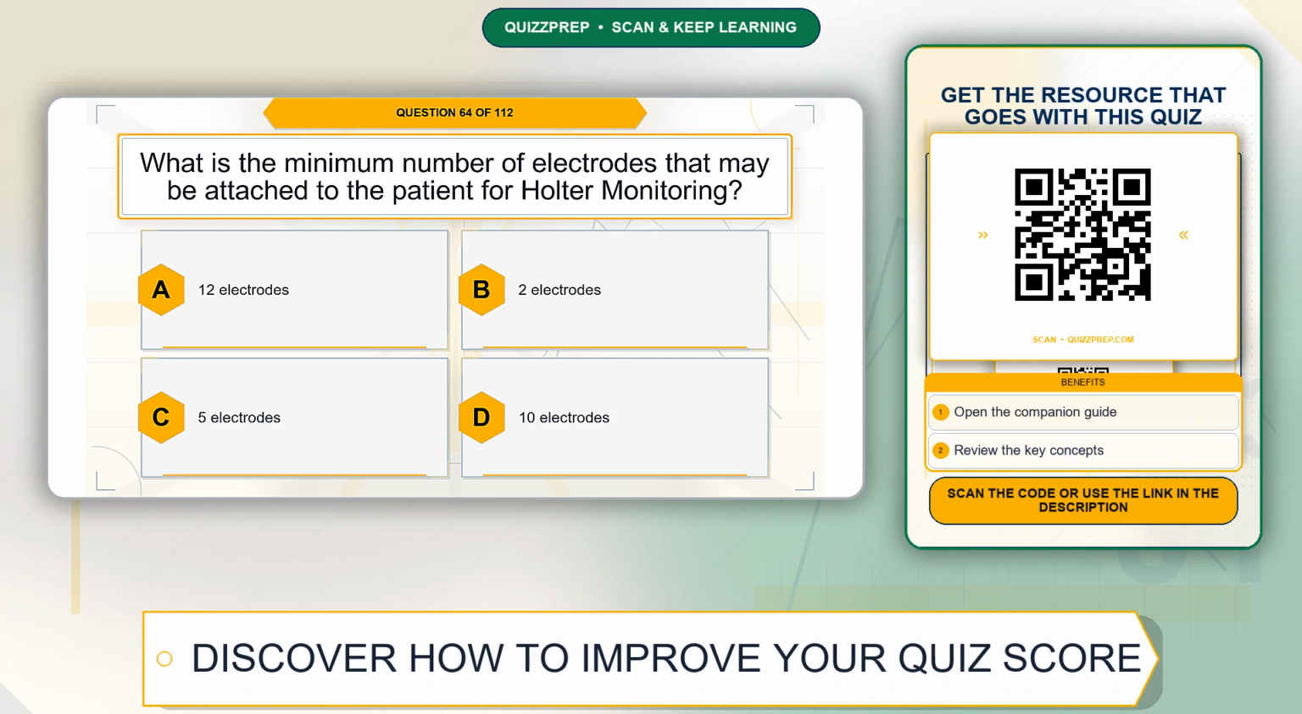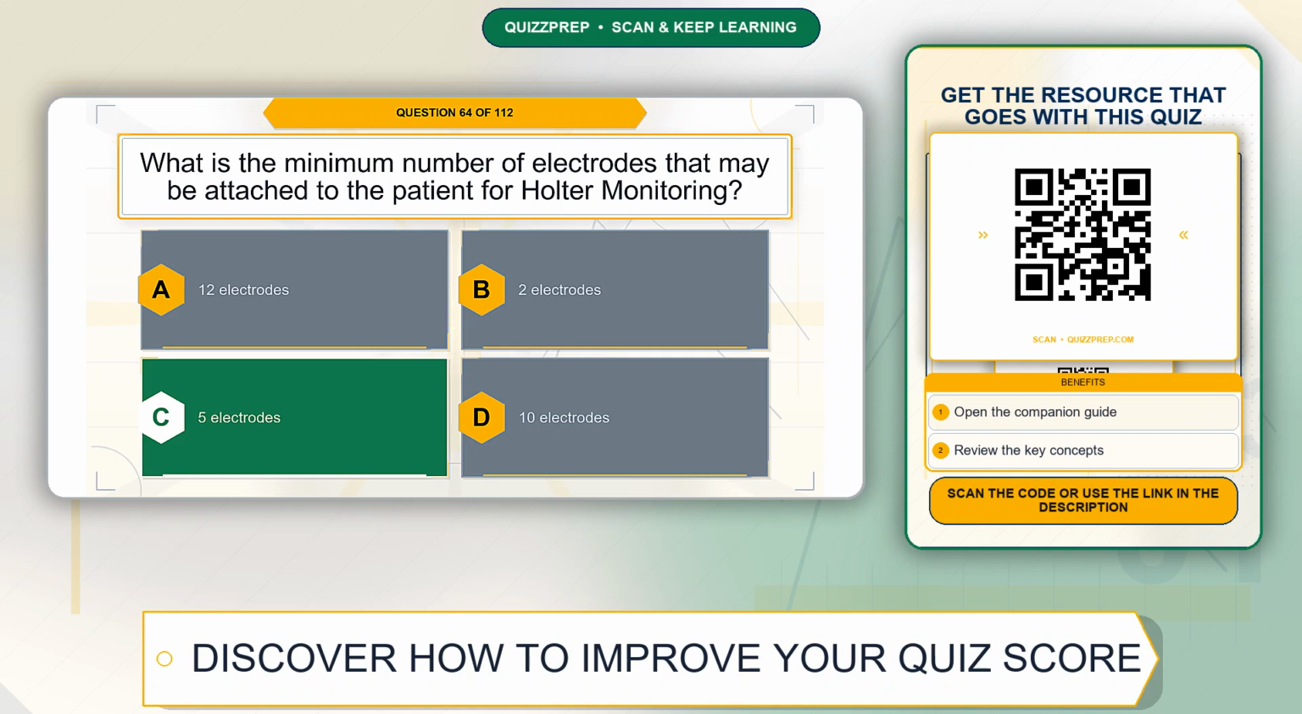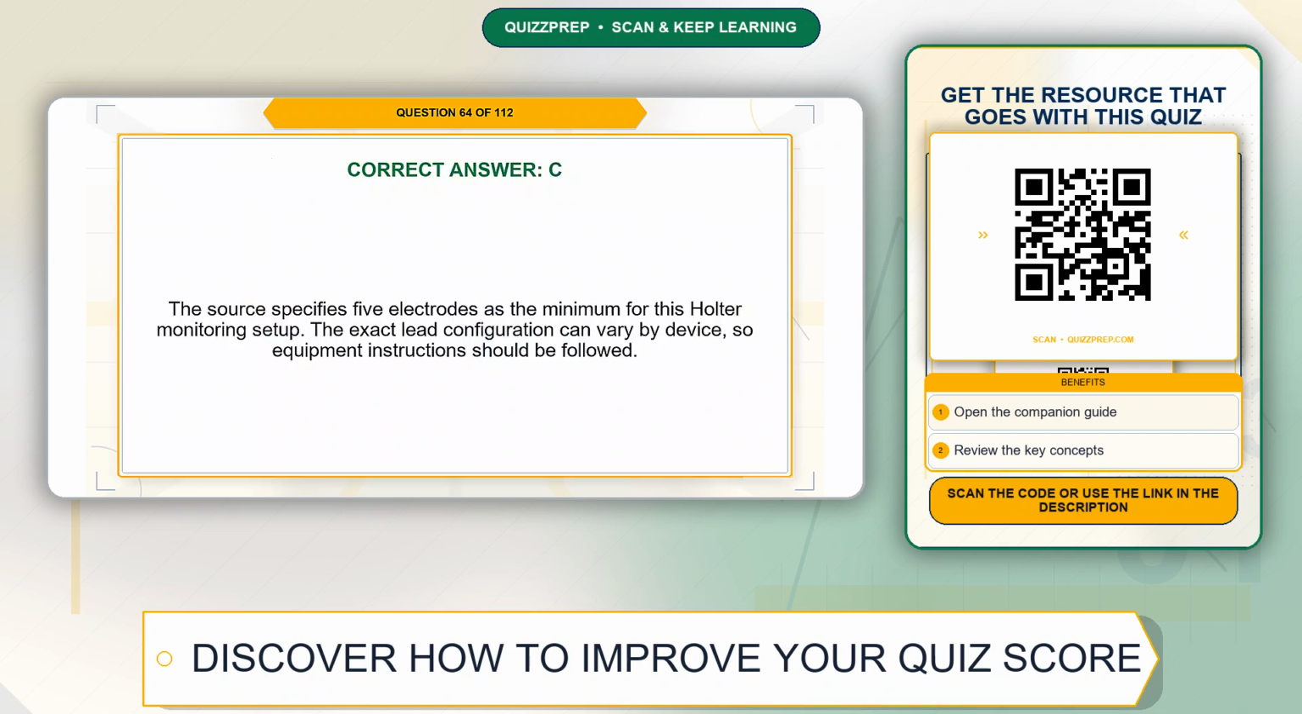Question 64. What is the minimum number of electrodes that may be attached to the patient for Holter monitoring? Option A, 12 electrodes. Option B, 2 electrodes. Option C, 5 electrodes. Option D, 10 electrodes. The correct answer is option C, 5 electrodes. Explanation. The source specifies 5 electrodes as the minimum for this Holter monitoring setup. The exact lead configuration can vary by device, so equipment instructions should be followed.